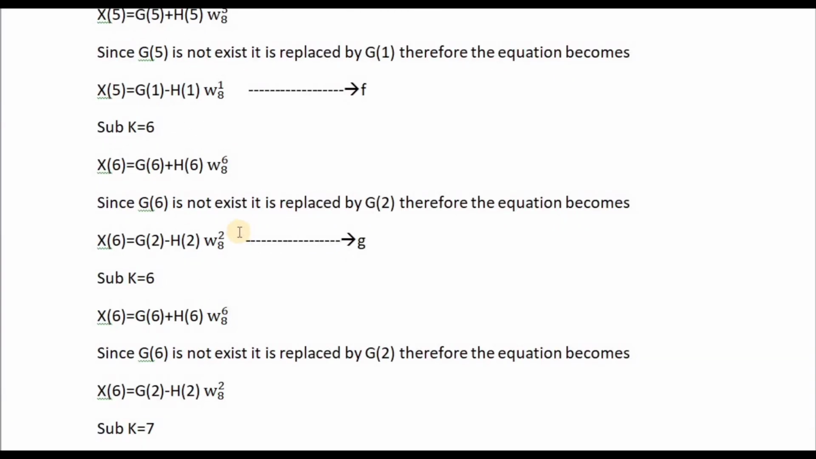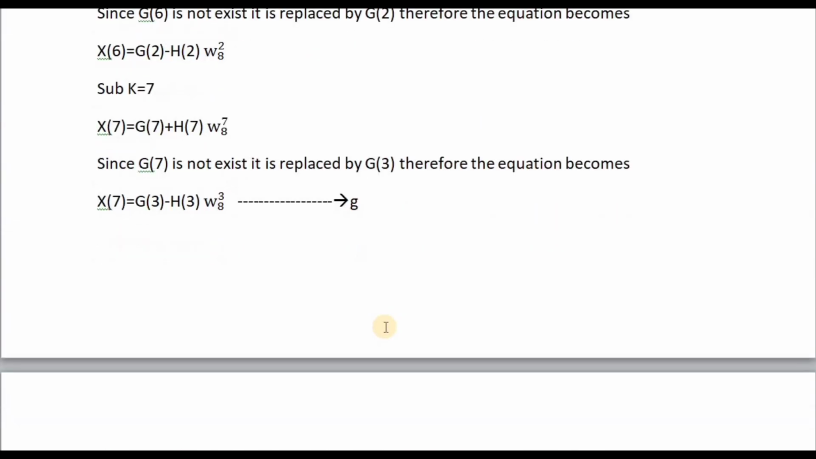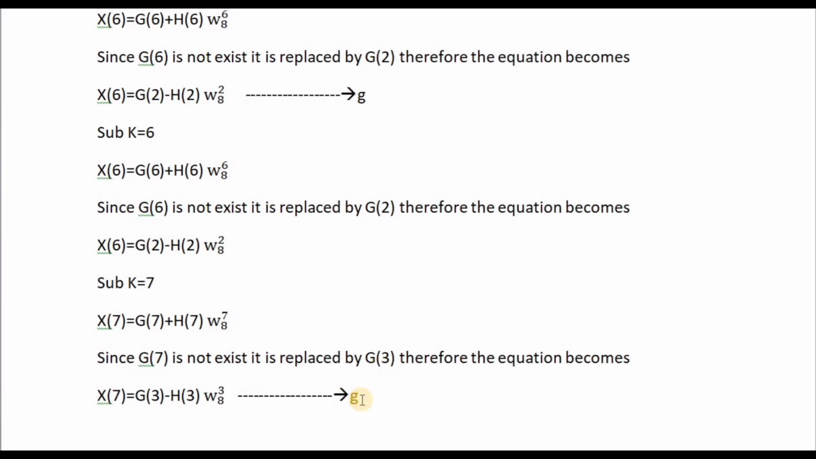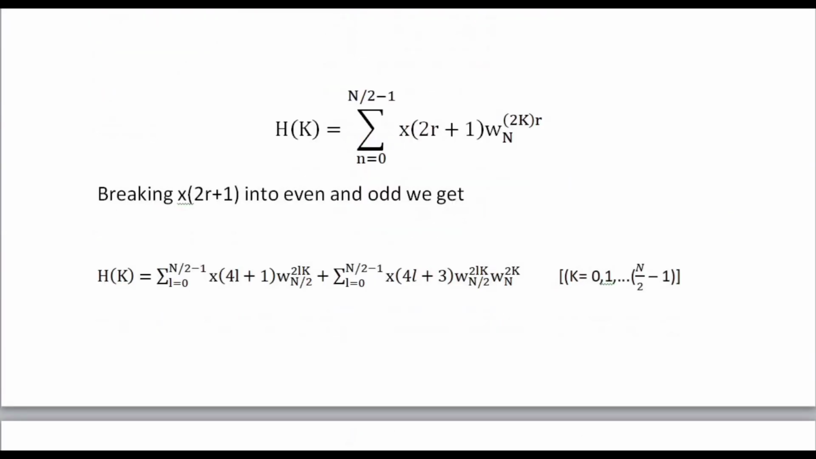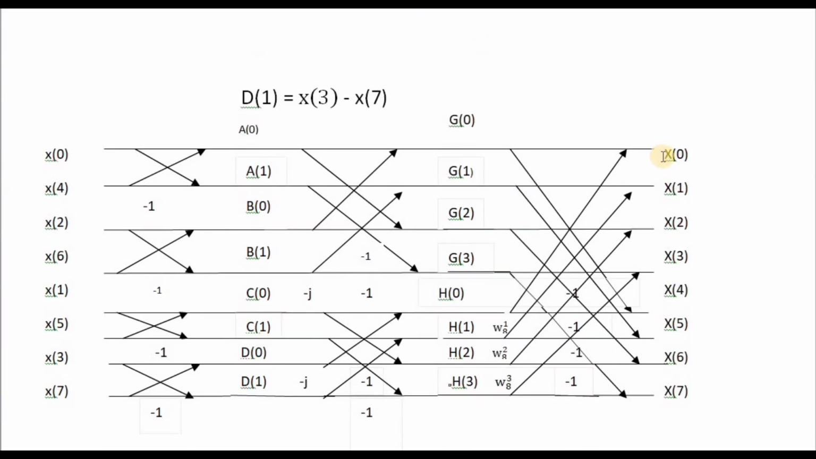So from A to H, I can draw the diagram. So I'm going to draw like this. What is x of 0? X of 0 is equal to g of 0 plus h of 0. What is x of 1? G of 1 plus h of 1 into w8 of 1. So what is x of 2? G of 2 plus h of 2 into w8 of 2.